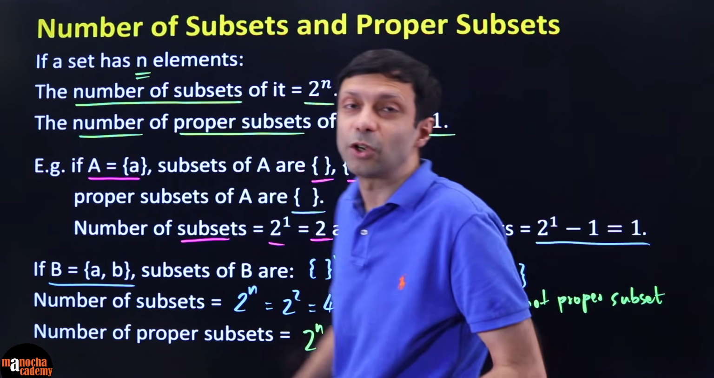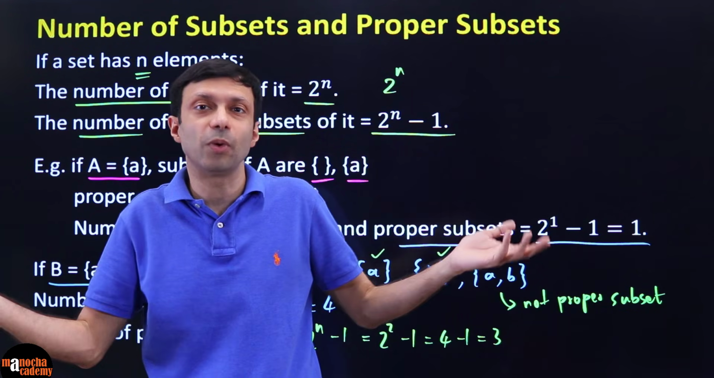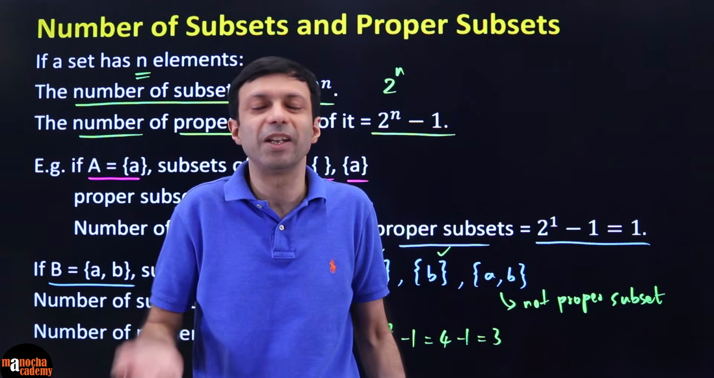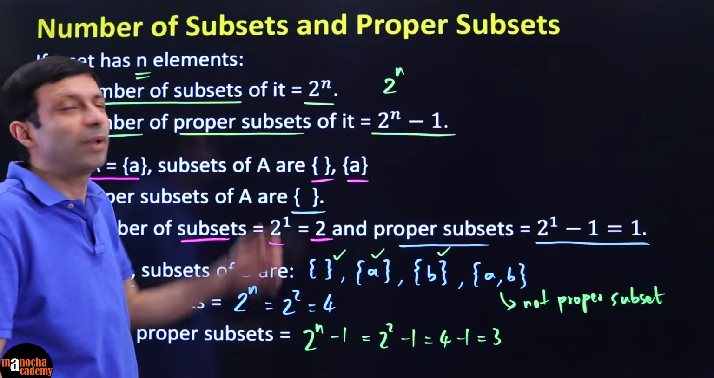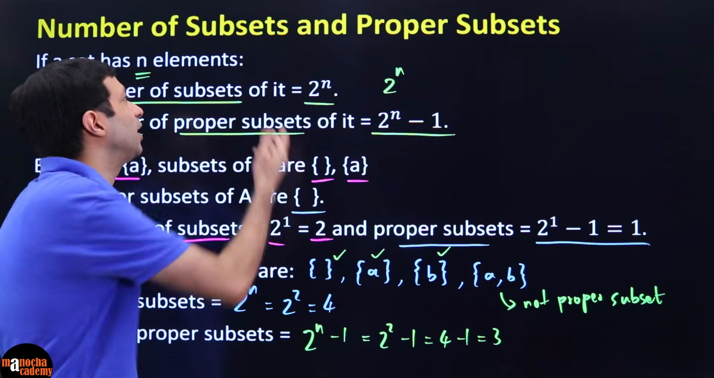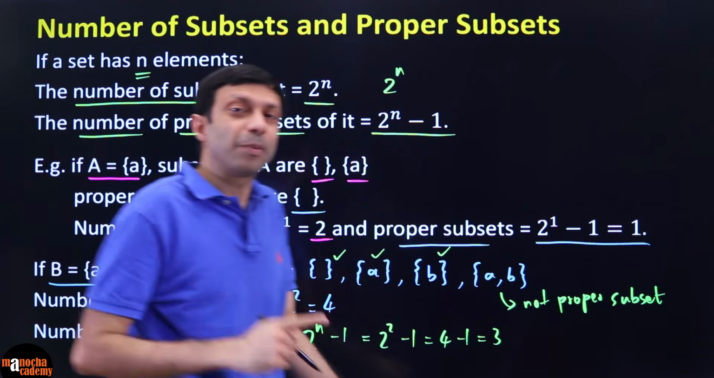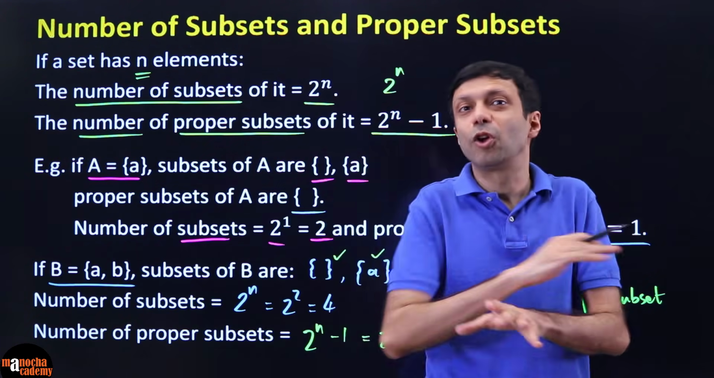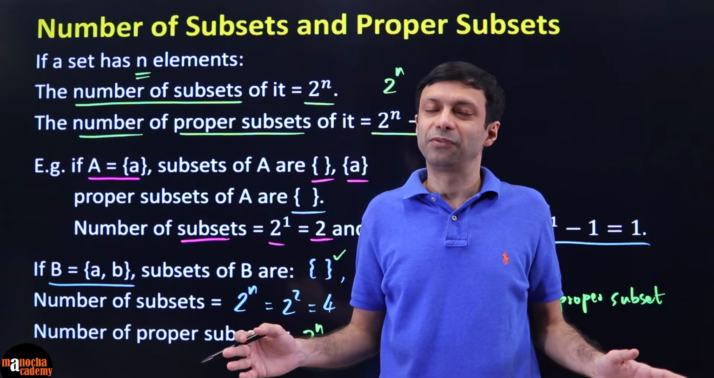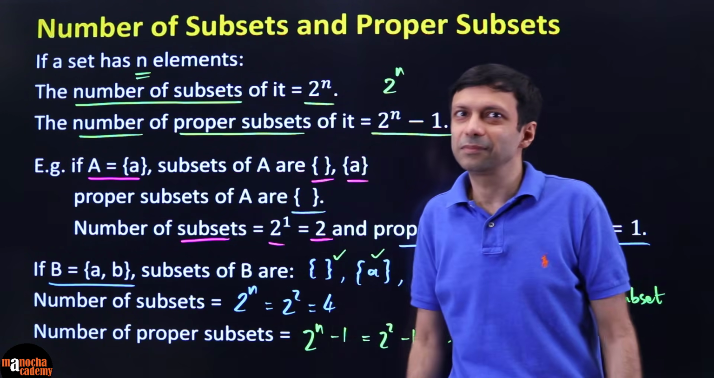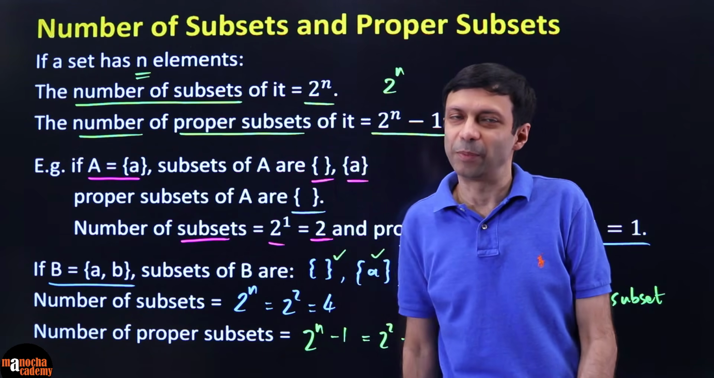Very simple formulas because let's say you have been given a set with 10 elements, 20 elements. You can't sit and write all the combinations. You're just going to use this simple formula and in 1 second you can calculate how many subsets will be there, 2 to the power n. And proper subset, don't forget that minus 1 because you can't include the set itself in the proper subsets. So please remember these important formulae.